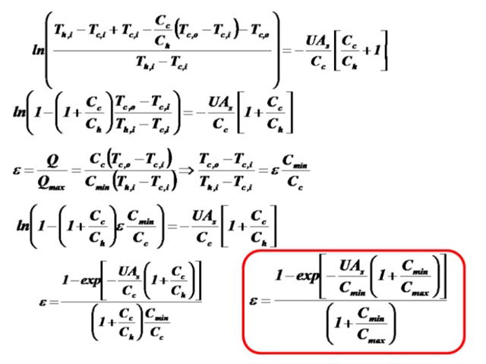If I substitute all these and do the maths, all the steps are there, please do it. We are not going to do this. I am going to get log of 1 minus (1 plus CC by CH) epsilon, C min by CC, and that is going to be equal to UAS, and so on and so forth. So, rearrangement will give me this expression. This is what you see in the textbooks. Epsilon is a function of NTU times the specific heat ratio.